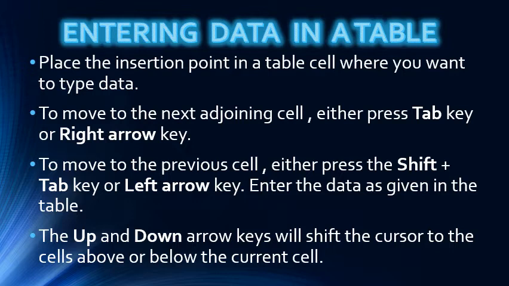We just have to enter the data where we want to enter it inside our cell by placing the insertion point into a table cell. The up and down arrow keys will shift the cursor to the cell above or the cell below the current cell, where the insertion point is, where the active cell is. The up and down arrow keys will shift the cursor one place above or one place below.